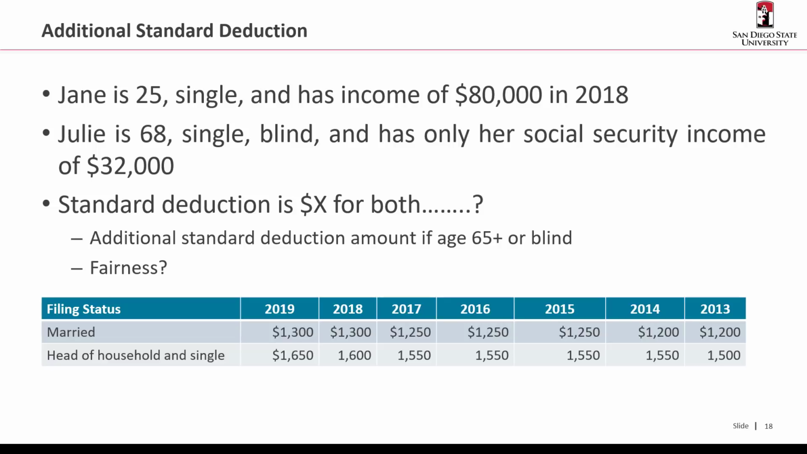If, on the other hand, the filing status, and again, I know we haven't covered filing status yet, but bear with me, we'll get there. If their filing status is either head of household or single, then the additional standard deduction, for example, in 2018 is $1,600. That's been bumped up to $1,650 for 2019.